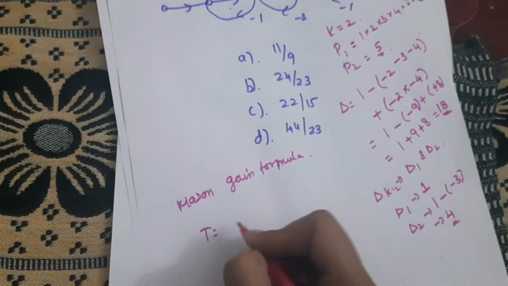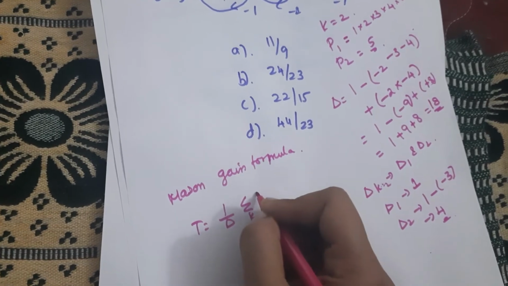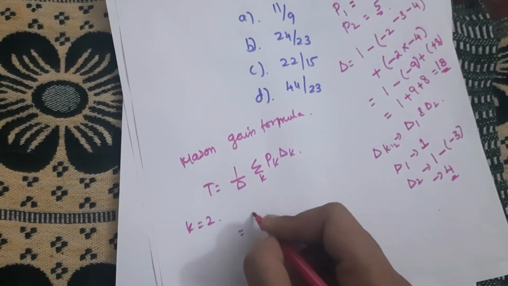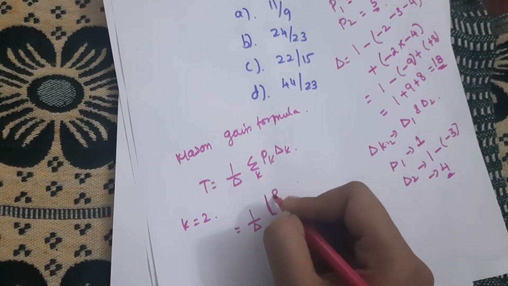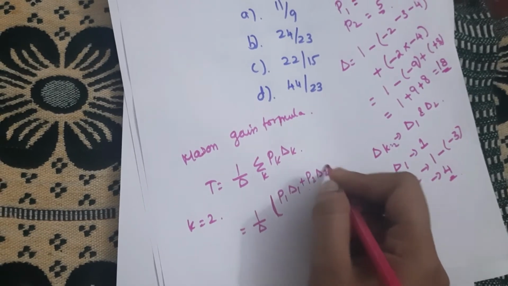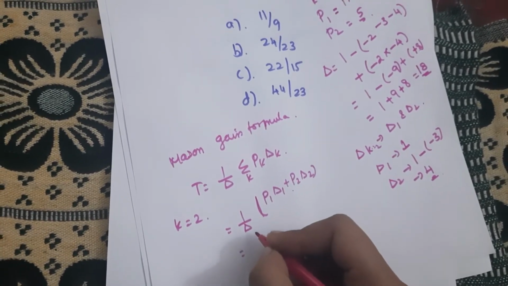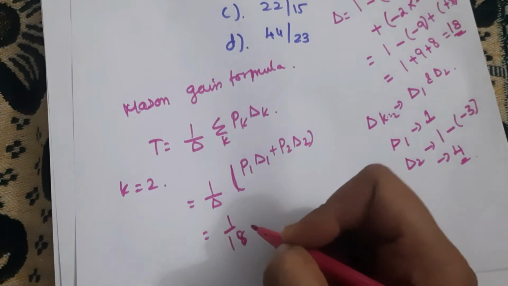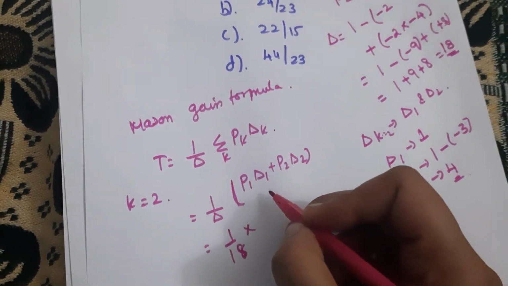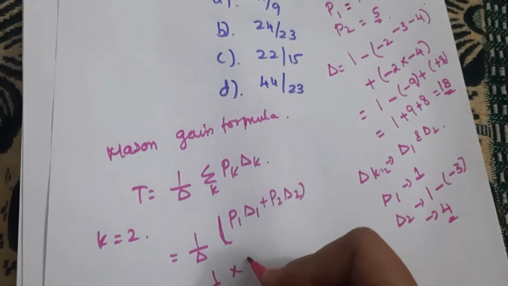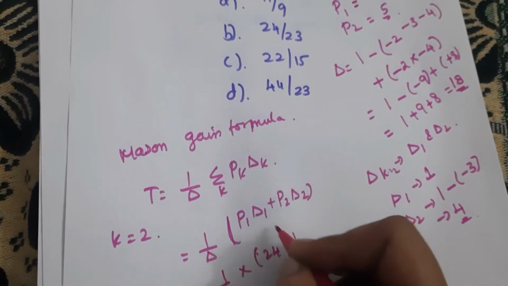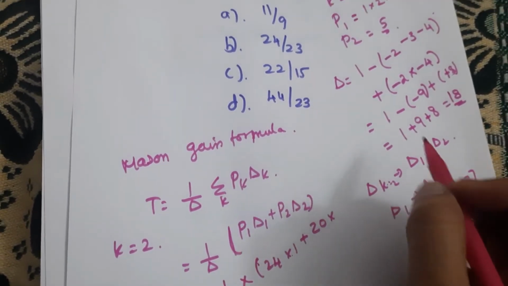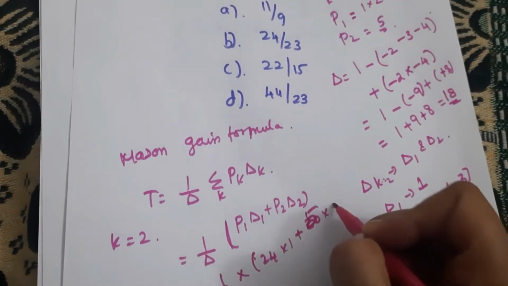That is T is equal to 1 by del, sum of k, pk del k. So now k is equal to 2. This will become 1 by del, p1 del 1 plus p2 del 2, and we know the value of del. Here the answer is 1 by 18 into p1, which is 24, into 1, del 1 is equal to 1, plus 20 into del 2, which is equal to 5 into 4.